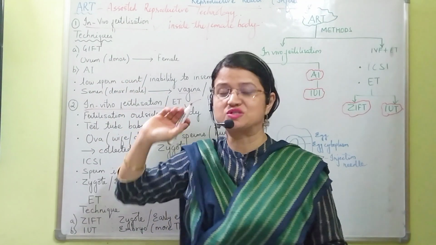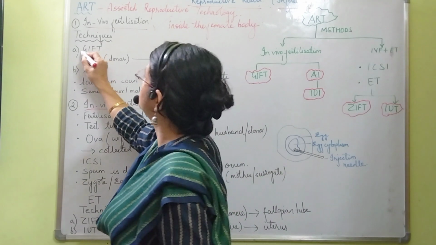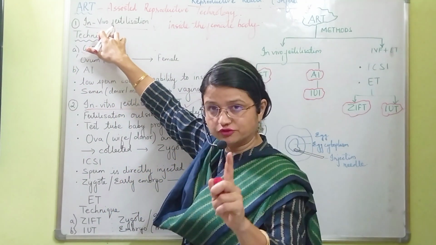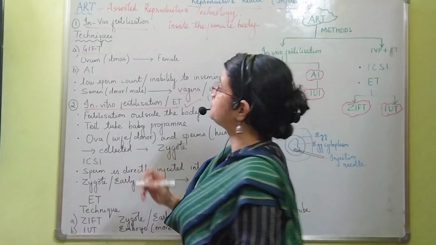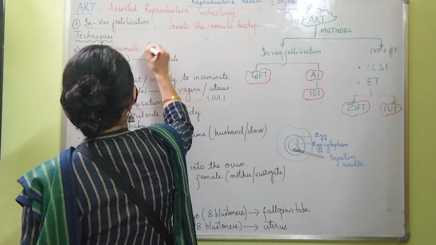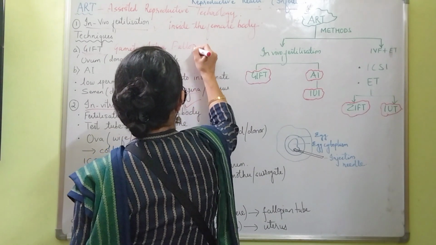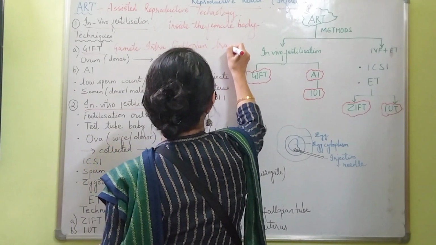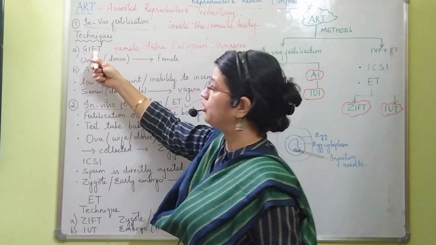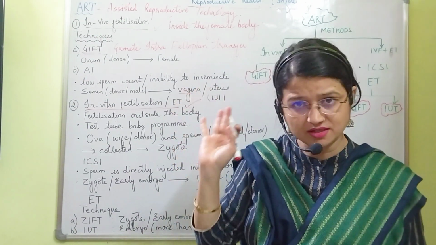Clear? Now, there are two techniques given in your NCERT which you have to read. The first technique is GIFT. GIFT comes under the category of in vivo fertilization. The full form of GIFT is gamete intra-fallopian transfer. Just remember the full form. It means we are transferring the gamete into the fallopian tube.